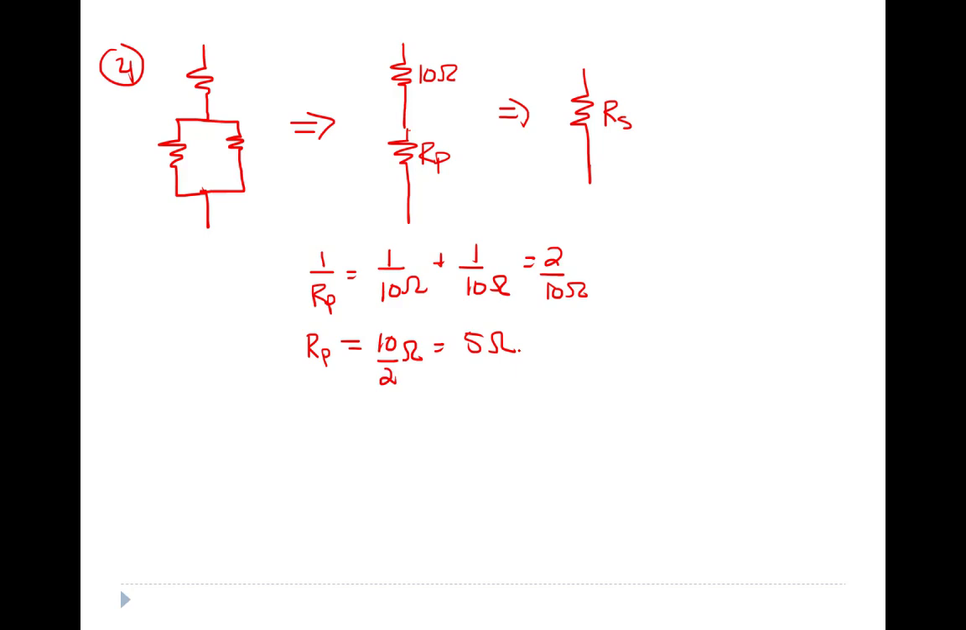So our parallel is 5 ohms. And now I can calculate our series is going to be our original 10 ohm resistor plus our parallel, which is going to be 5 ohms. And that's going to be 15 ohms.